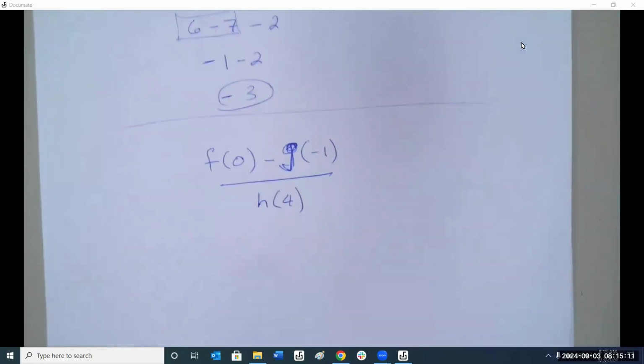What if I give you this? That's supposed to be a g. So f of 0 minus g of -1 over h of 4.